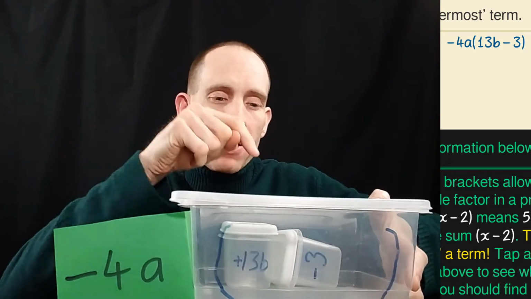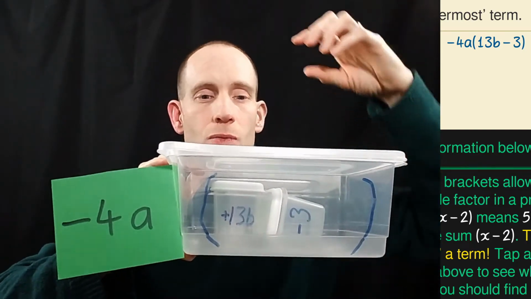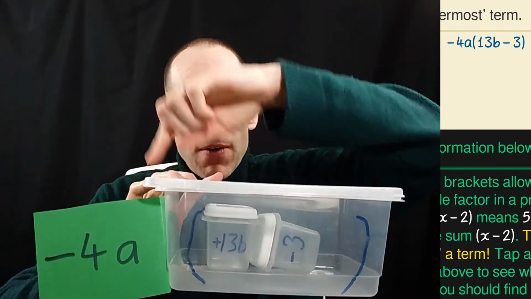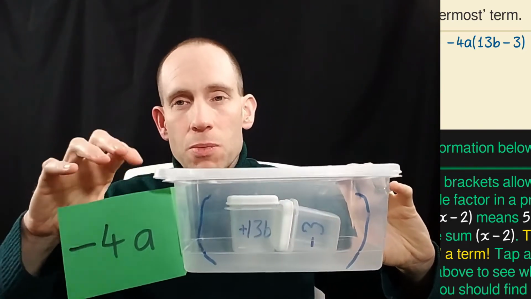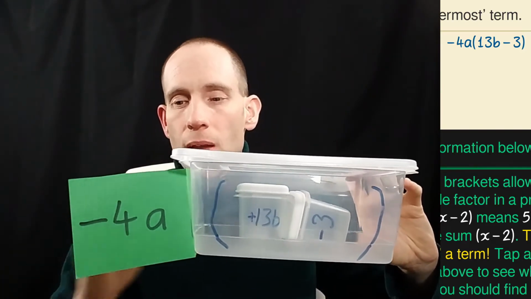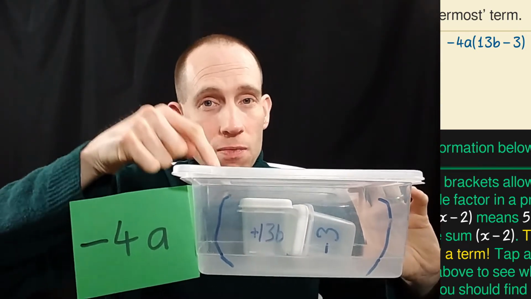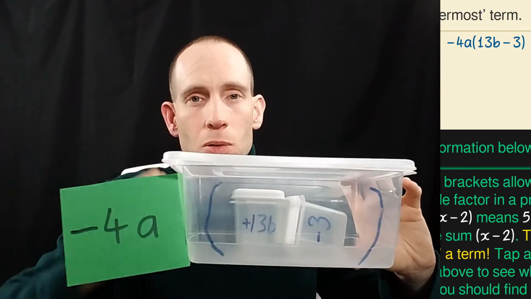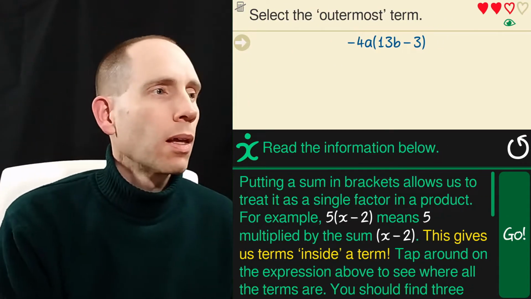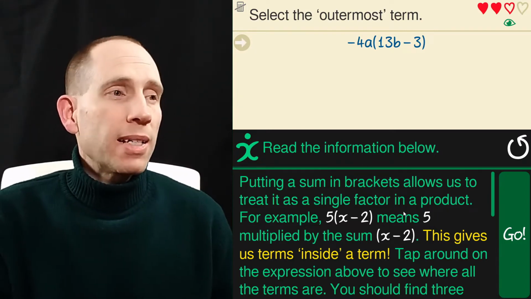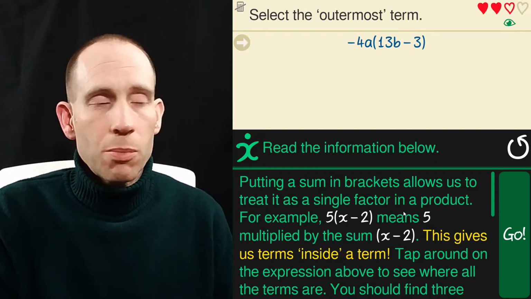To get inside at those terms, I would have to do something to open up the box. I can't just reach in and pick them out while they're a factor, while they're trapped inside those brackets as a factor within a bigger product. And then this is now one big term, and inside one of the factors of this big term there are two smaller terms. So putting a sum in brackets allows us to treat it as a factor within a product, or we can divide it by something.